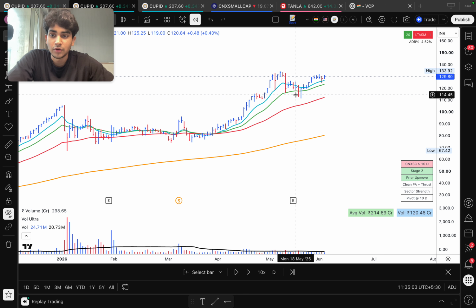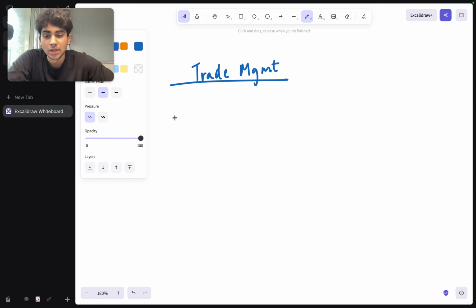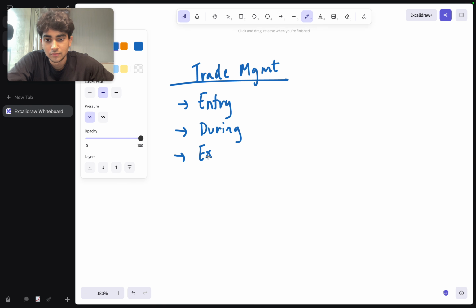Okay, now that we've discussed all of these points, let's talk about the next few factors, which is how did the trade perform? So we'll go on to now trade management. So let me just make that the heading for this, trade management. All right. Now, what are the things that are important in trade management, right? Of course, firstly, you want entry, then is during the trade, and then last is exit. And then you will reflect.